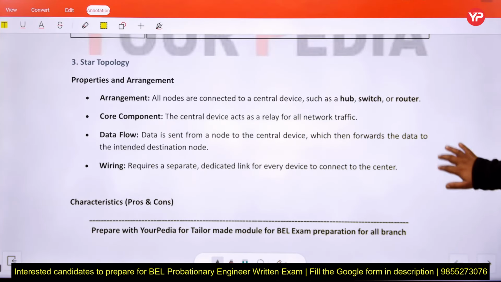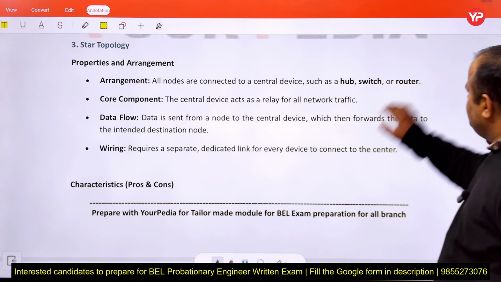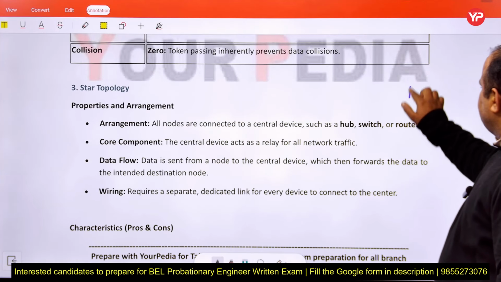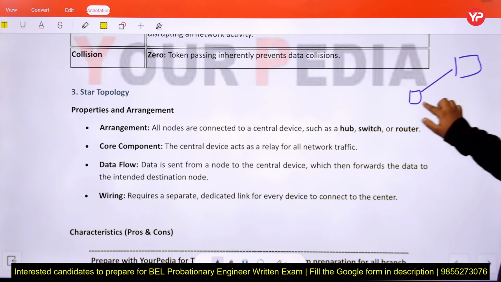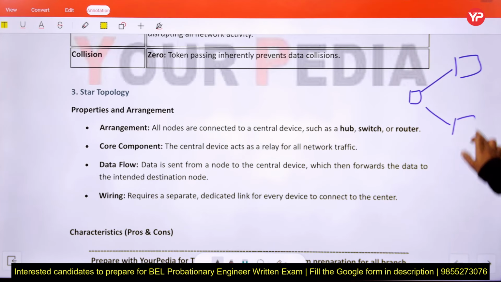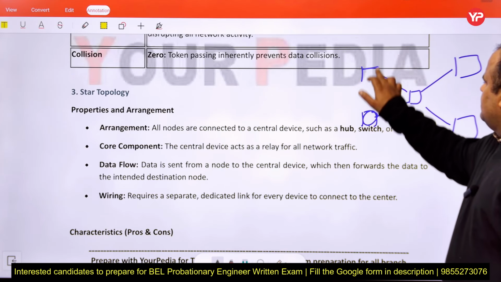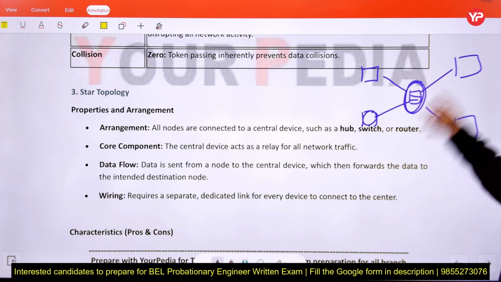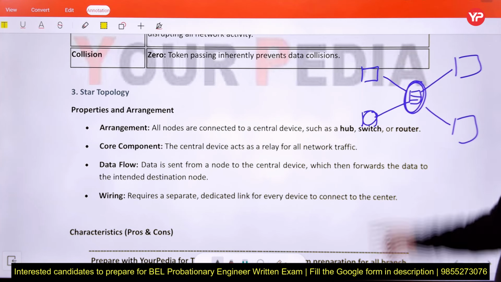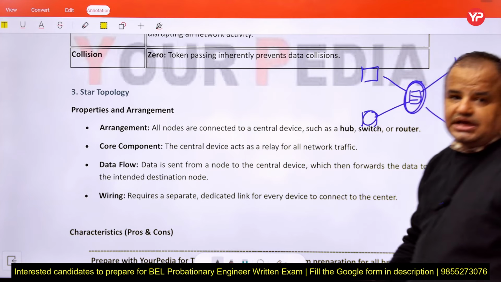And now star topology. Again, that is very important. Star topology, as the name suggests, has something at the center point. Here we have different nodes. But the problem with the star topology is if this central point is disturbed, then the whole communication is disturbed. If it gets damaged, the whole network is damaged. That's the problem with the star topology.